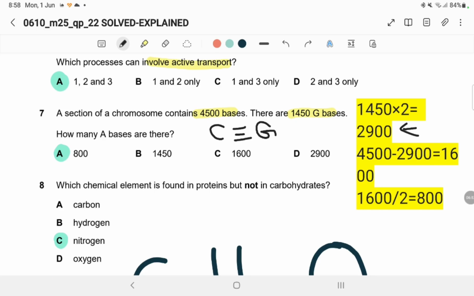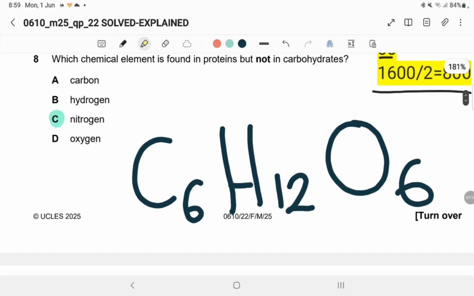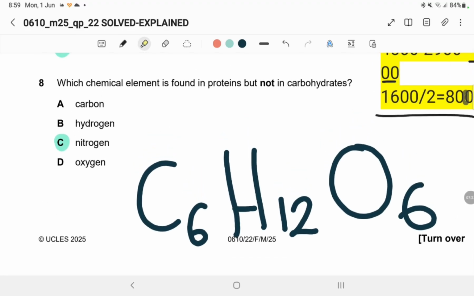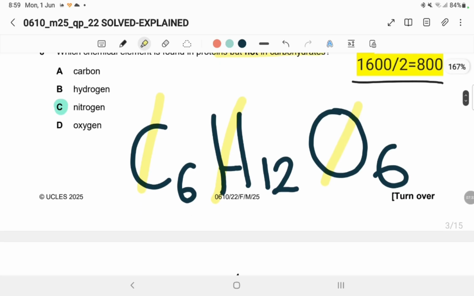So this 1600 bases is not only adenine. It is adenine bonded with what? Bonded with thymine, because as you know, adenine does not come alone. Adenine always binds with thymine. So basically that 1600 is both adenine and thymine. But if I want only adenine as the question wants, this 1600 will be divided by 2, giving you 800 adenine bases. Moving on to question 8, which chemical element is found in proteins but not in carbohydrates? As you can see, in carbohydrates we have carbon, hydrogen and oxygen, but we do not have nitrogen. Nitrogen is found in proteins.